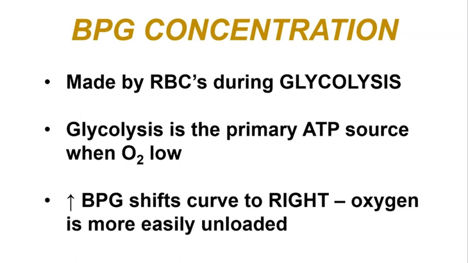Again, we also see high BPG concentrations when we are exercising, because local drops in oxygen concentration will force some cells, like skeletal muscles, to rely on glycolysis to make ATP. And so the concentrations of BPG will go up when we are exercising, and that will cause hemoglobin to more easily release its oxygen so that it can be available for the body to use.